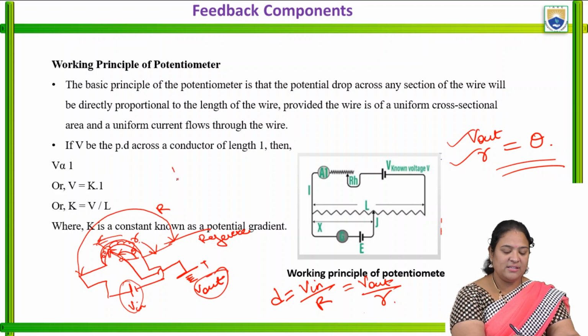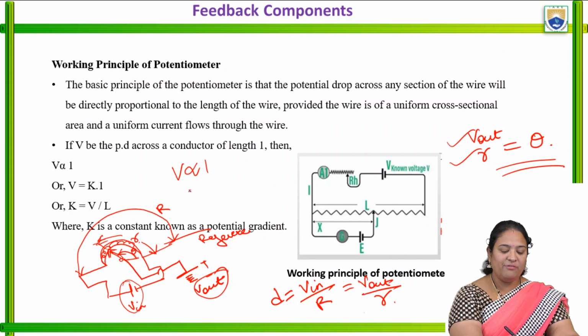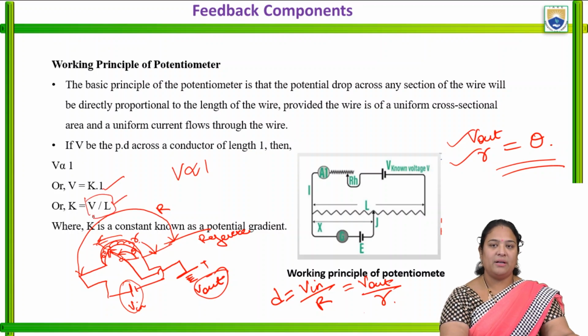That is, V is directly proportional to the length of the wire, that is, it is proportional to l. We write V is equal to K into l, or K is equal to V by l, where K is nothing but the constant, the potential gradient constant.